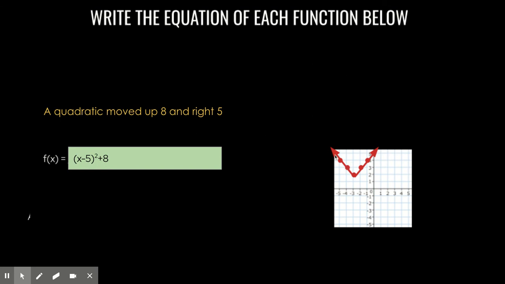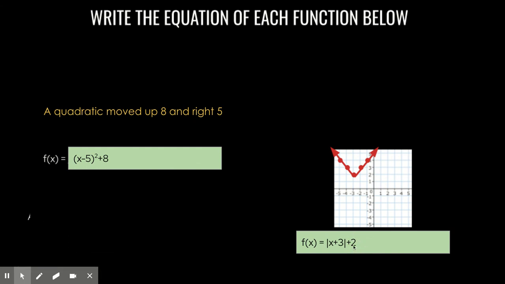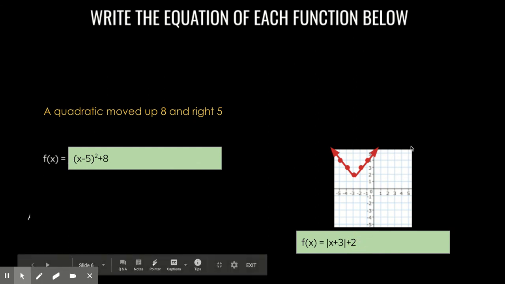Over here, this one makes a V, so it's going to be an absolute value. And it's been moved left 3 up 2. The left 3 is going to be a +3 on the inside, because if it was going to the right, that would be a minus on the inside. And the up is a plus on the outside. So you just have to decide where you're putting those numbers. Okay? And that's it.